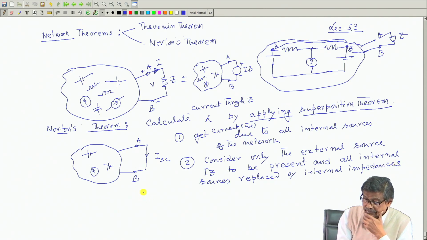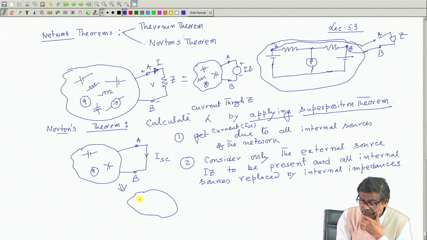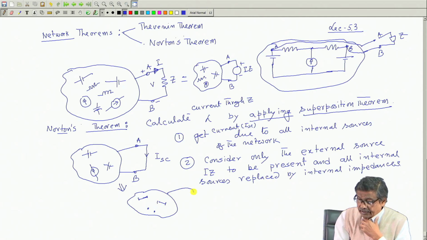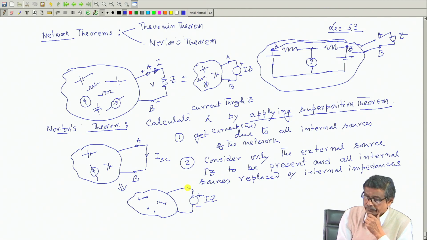Means what? This is the network, the same network. After this step 2 I am doing. Here this source I should short battery, this source I should short battery, this current source open circuited. This is what I will do, and here I will say I have connected only this voltage source. What is its value? I into Z. This I will do.